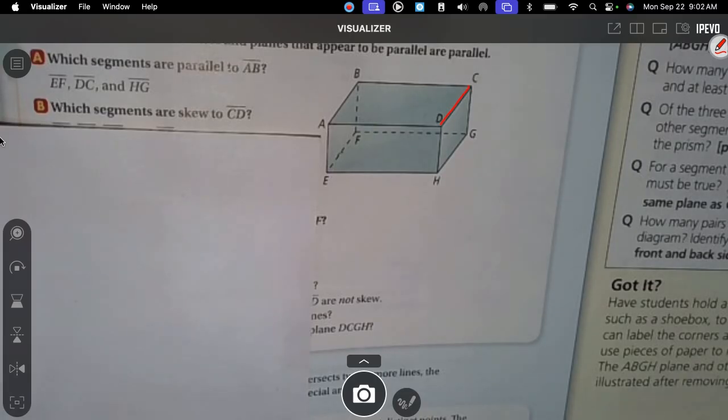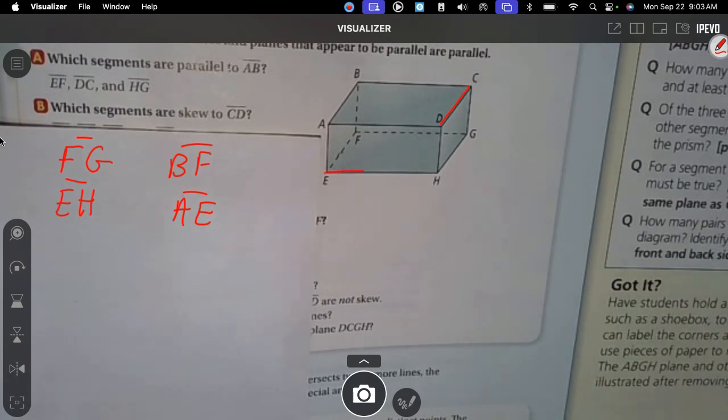So can somebody tell me a segment that's skew to that? FG, yes. FG is one. EH. EH is one. There's two more. AD. No, AD would cross it. Yeah. No, EF is parallel. BF. BF. And one more. AE. AE. That one's hard, isn't it? You're trying to see which ones would never cross it, but they cannot be parallel.